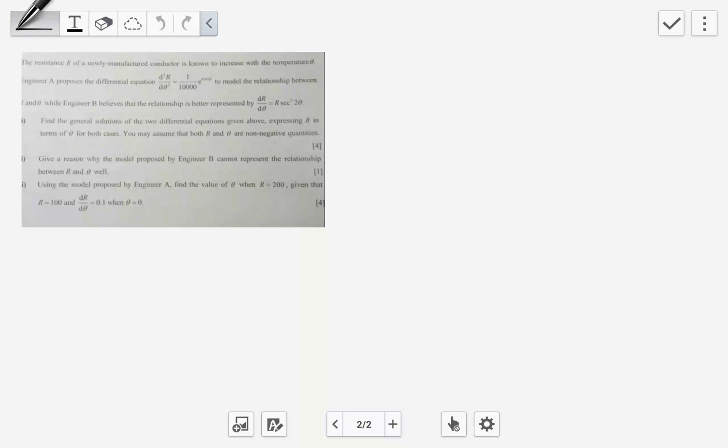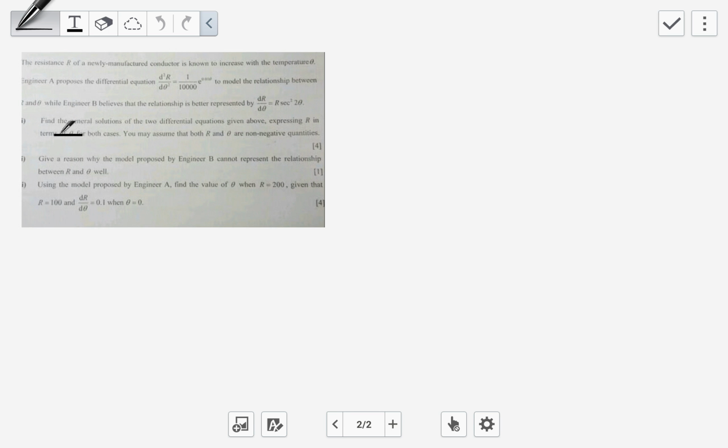This is a question on differential equations. You can take a minute to read the question. The resistance R of a newly manufactured conductor is known to increase with the temperature theta. Engineer A proposes the second derivative differential equation to model the relationship between R and theta, while engineer B believes that the relationship is better represented by this.